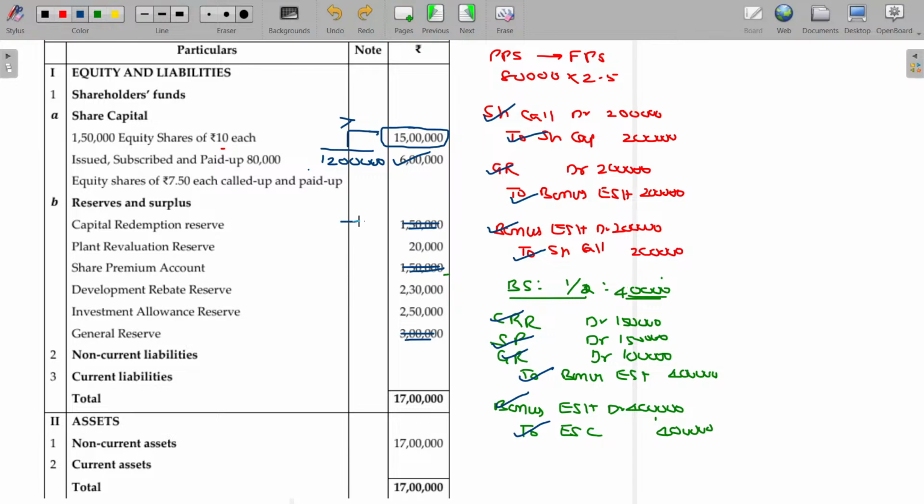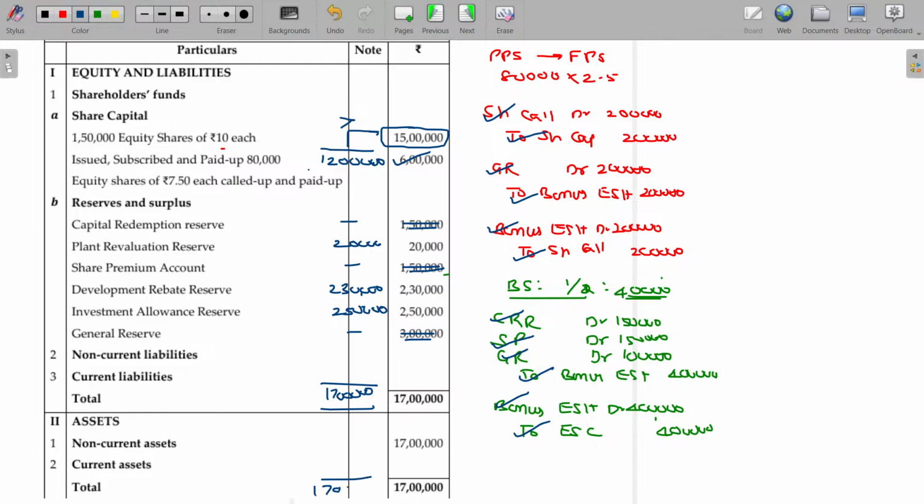Capital redemption reserve 0, plant revaluation reserve 20, securities premium is 0, development rebate reserve 2 lakhs 30, investment allowance reserve 2 lakhs 50, and capital reserve is 0. Non-current liabilities and other things not required available here. Come on, total this. 17 lakhs now gets tallied.